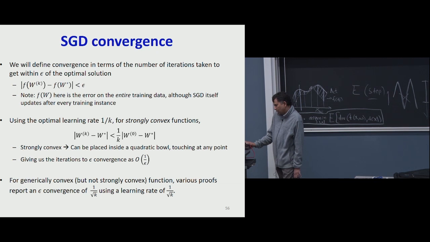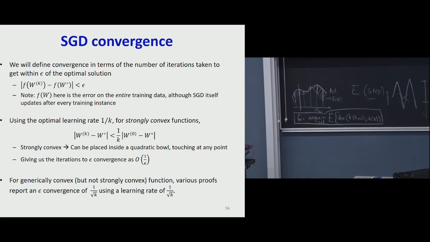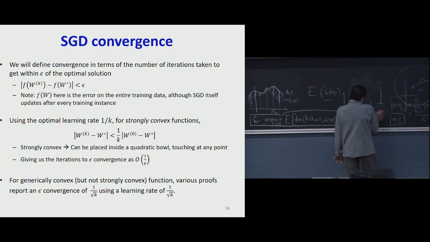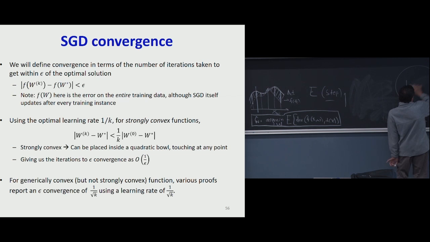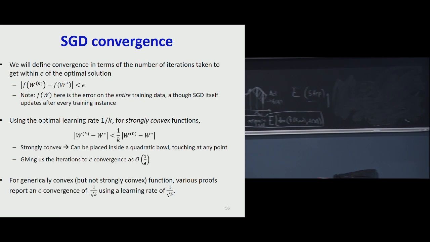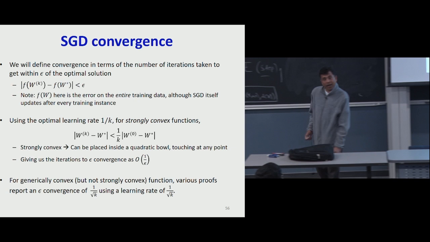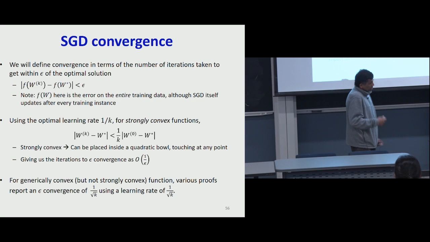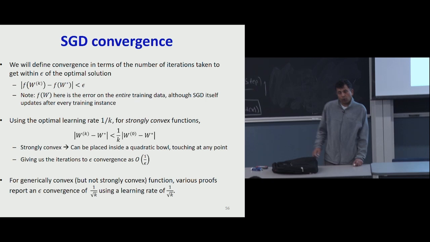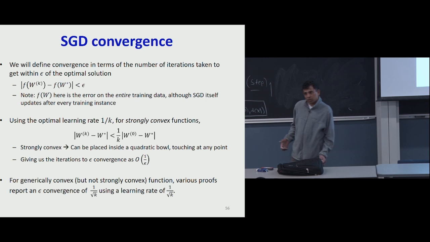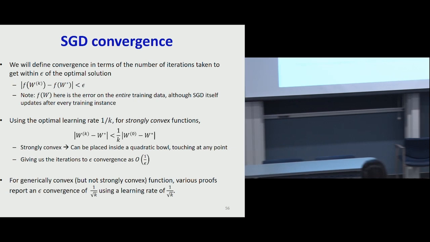Now, you can define the convergence for all of these gradient descent rules. The convergence can be defined in terms of how far the value of the loss function is from the optimal loss, the minimal loss that you can get for this particular network. And using the optimal learning rate, you will find that for strongly convex functions, the theory says that if you use stochastic gradient descent, then the convergence follows 1 over k. After k iterations, you're going to be 1 over k away from the optimal solution, meaning eventually, after infinite iterations, you're going to be at the optimal solution.